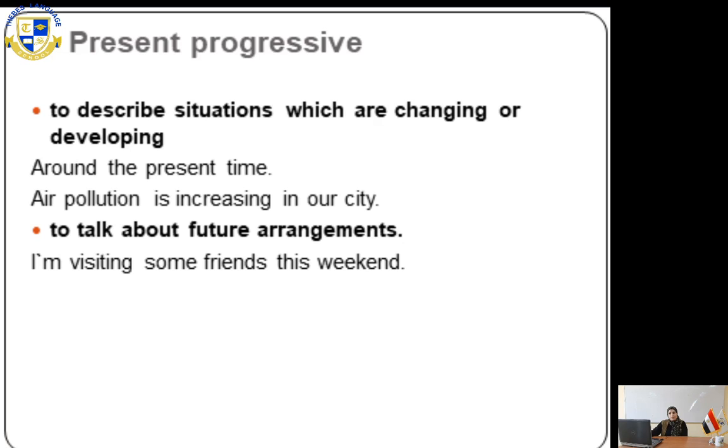Also we use the present progressive to talk about future arrangements. Anything that we have arranged to do in the future time, we use the present progressive. I am visiting some friends this weekend. So if I have arranged to do something, we use the present progressive.